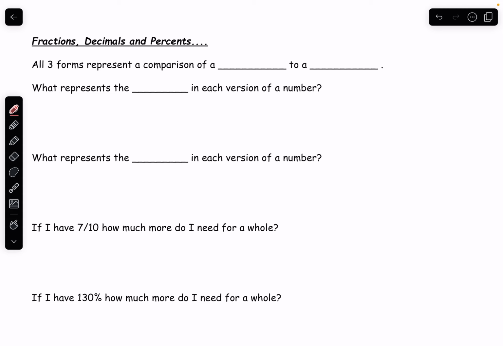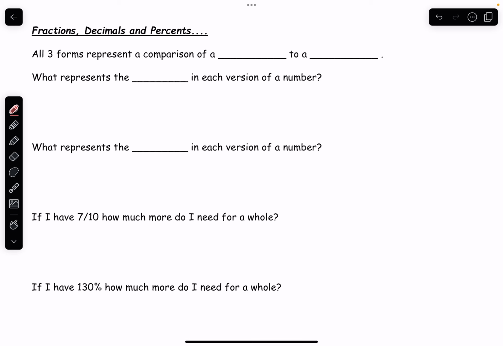And I need you to be able to look at these different representations as what they are, that they're just a number. So first things first, all three forms of a number, so a fraction, a decimal, and a percent, all three forms represent a comparison. And what you're comparing is a part to a whole. Now, I know they look very different, but all three of these numbers, whether you have a fraction, a decimal, or a percent, you are comparing a part to a whole.